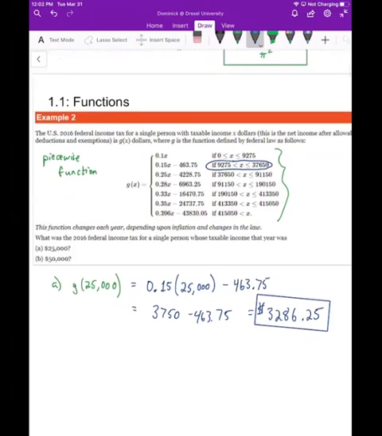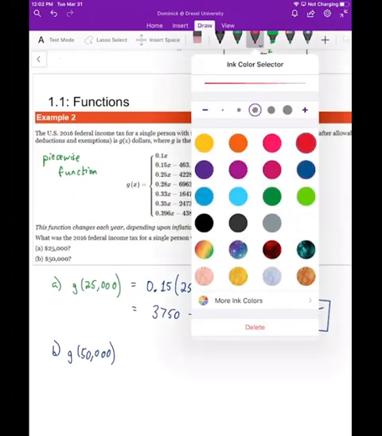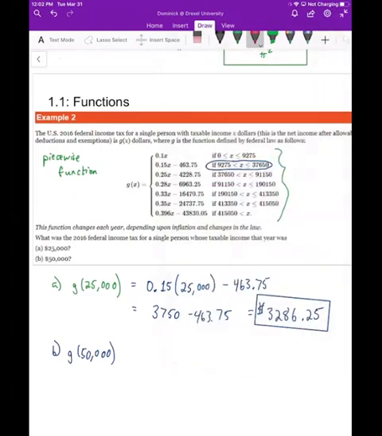Now in part B, we want to do the same thing except now for 50,000. Well, of course, that's going to be different because now we need to look for when our x value is 50,000, when does that fit in? And that's, of course, going to fit in here. So now we need to use a different function than the last one. So we need to use 0.25 times x, which is now 50,000. And then we need to subtract $4,228.75.